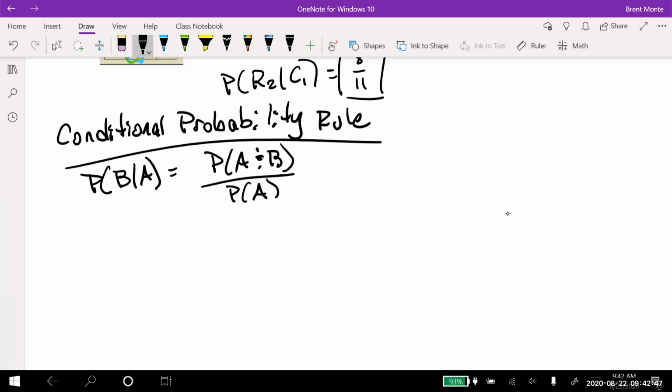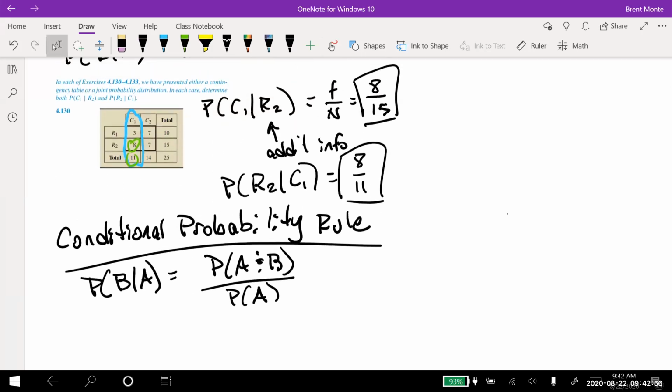And notice we didn't do all of those pieces, but when we go up here and we think of that in terms of that last problem, the probability of R2 given C1, the probability of R2 and C1, that was the 8 that I have circled in green. That was the probability of, well, not the probability, it was the number.